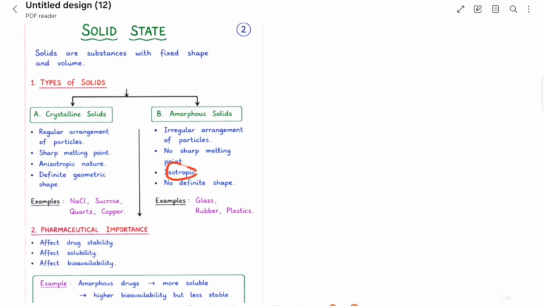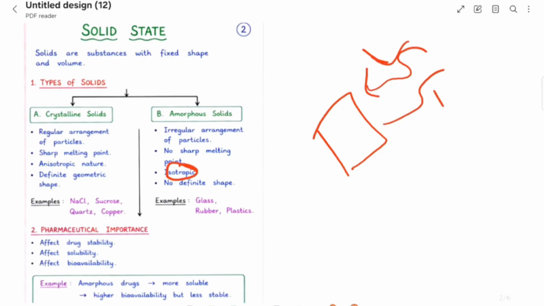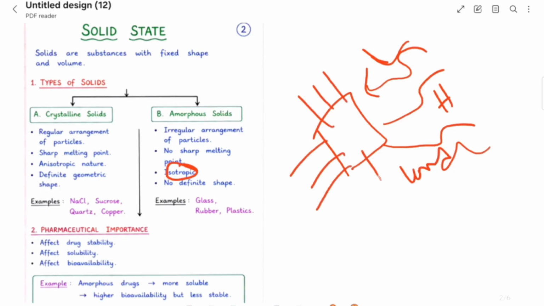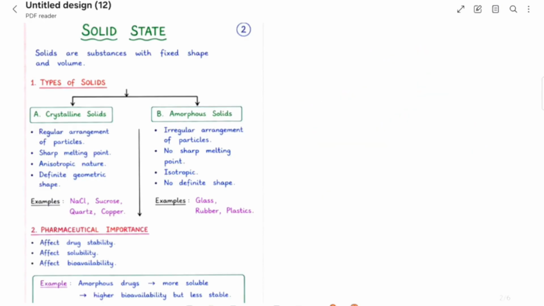Similarly, isotropic means that when the solid substance is exposed to analytical parameters, like passing light, heat or conductivity, we get the same values in all directions. This phenomenon is called isotropy and anisotropy. Crystalline solids have a definite geometrical shape, whereas amorphous solids don't have any definite shape.